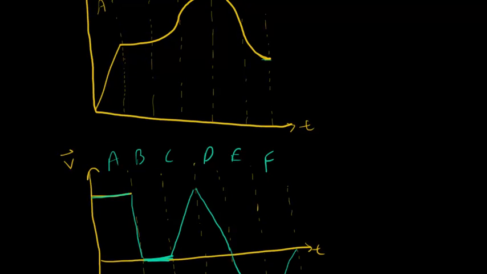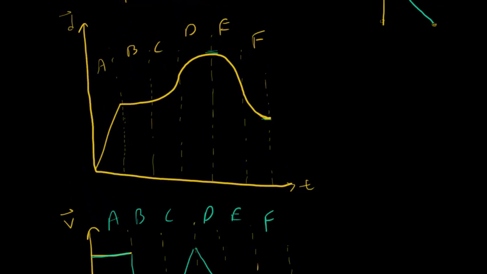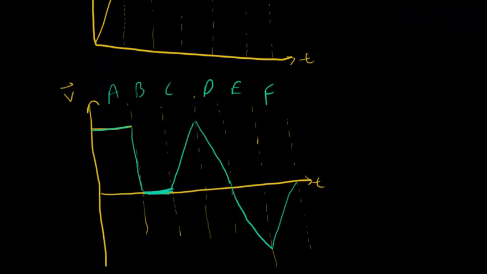So hopefully you guys have an idea of how converting a position time graph to a velocity time graph works out.